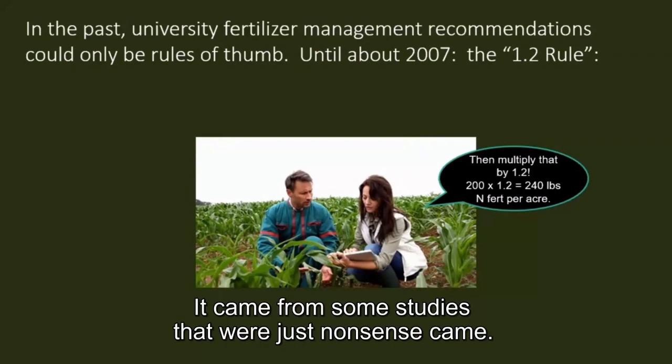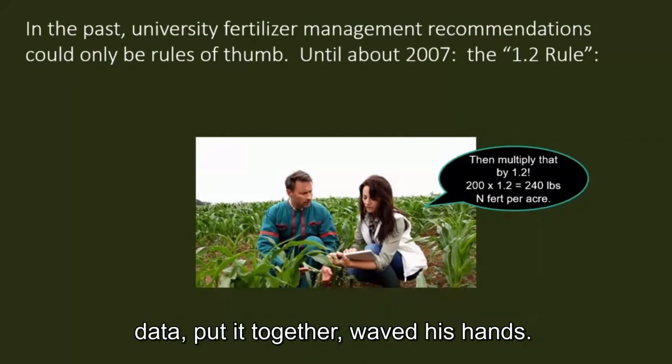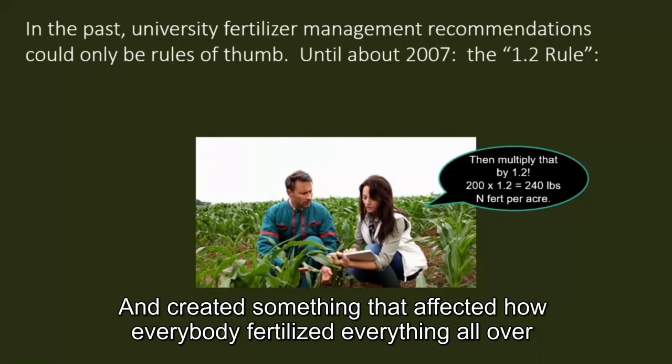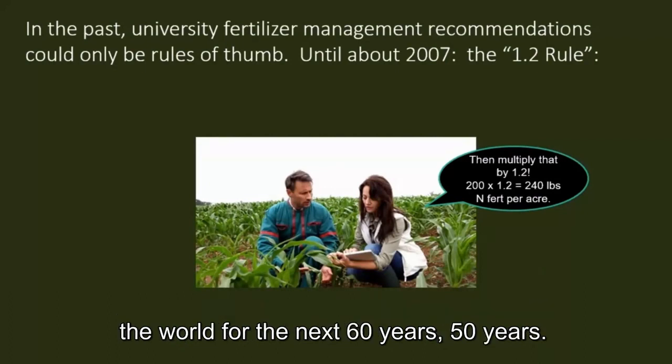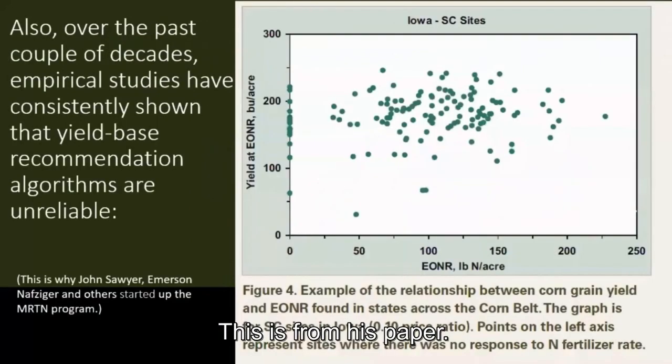Okay. It came from some studies that were just nonsense. I mean, the guy's dead. I don't speak ill of the dead. But this guy named George Sanford took a lot of bad data, put it together, waved his hands, and created something that affected how everybody fertilized everything all over the world for the next 50, 60 years. All right. It was not based on good data. This is from his paper.